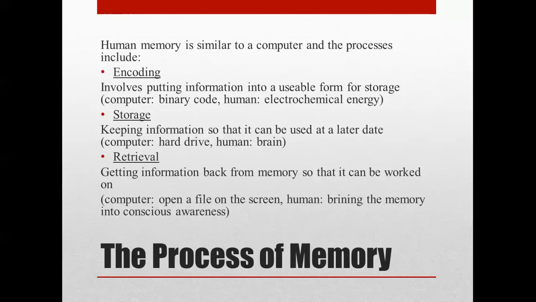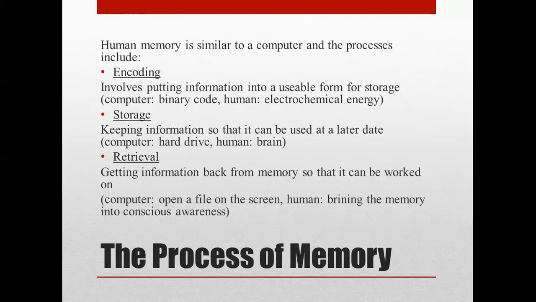Hopefully now you've had a read through that one page of your book, and we can have a chat about the 3 main processes of memory. So these are 3 terms that we're going to use throughout the next 4 weeks that you need to have a really good understanding of what they mean. So that's encoding, storage and retrieval.